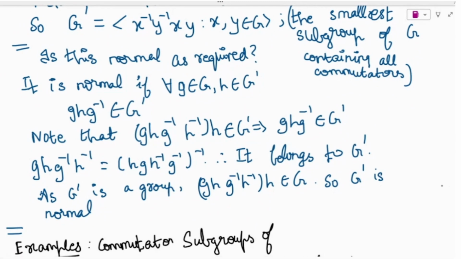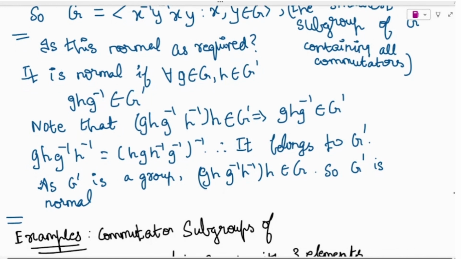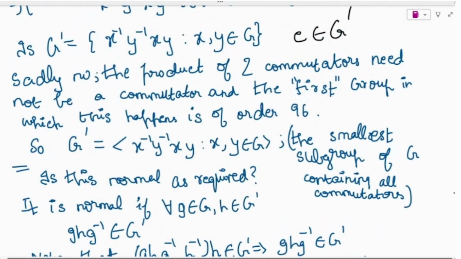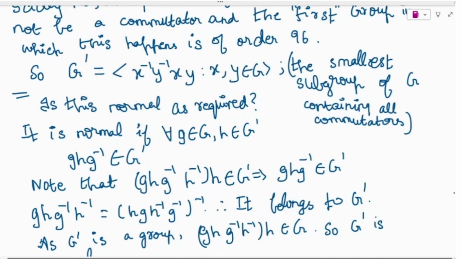A subgroup is said to be normal if for all g in G and h in G dash, we must have g h g inverse belongs to G dash, right? Note that if we show the following, g h g inverse h inverse belongs to G dash, then that will imply our original claim, because we've just introduced h inverse for our convenience. Why am I introducing this h inverse? Because I see that this is somewhat close to the general form of a commutator we have defined. See, it is just the inverse of a commutator.